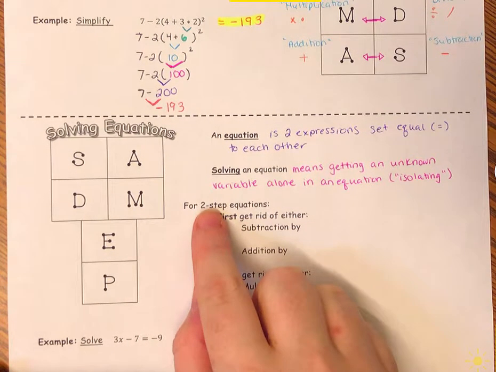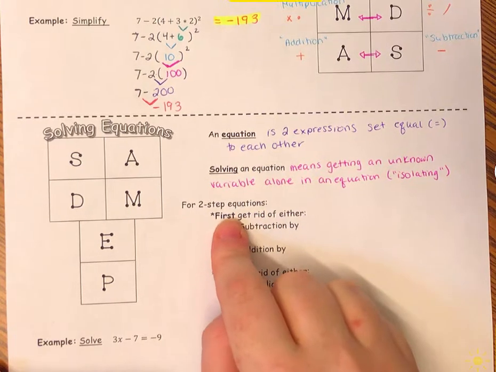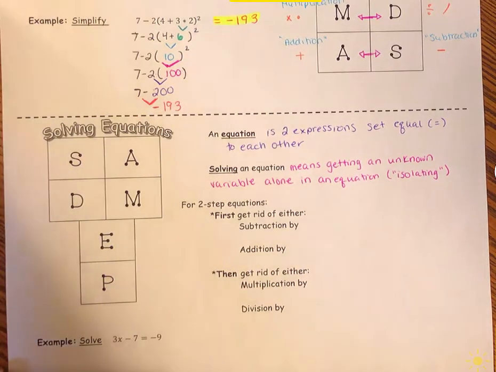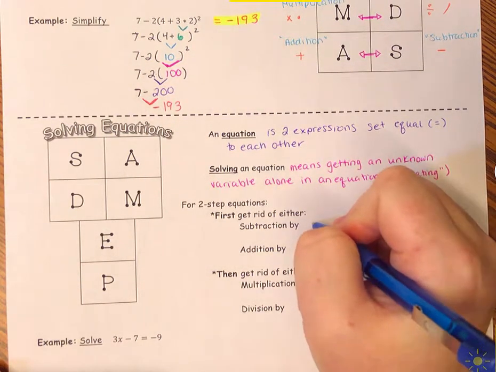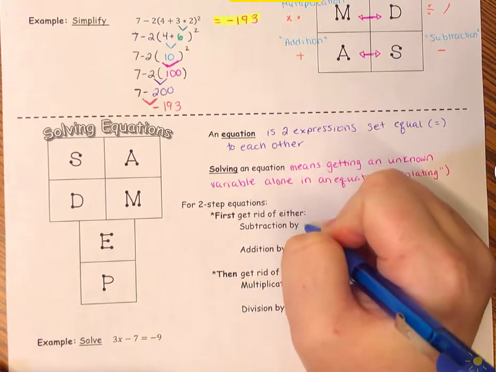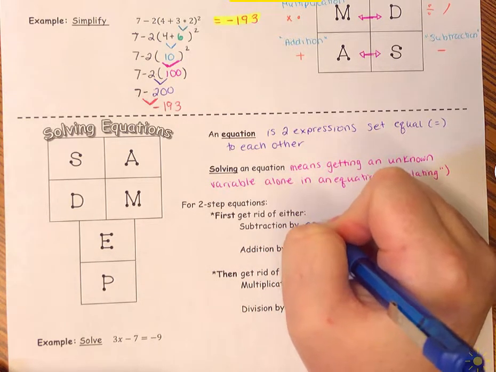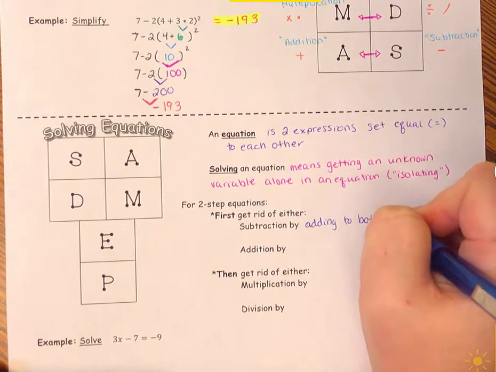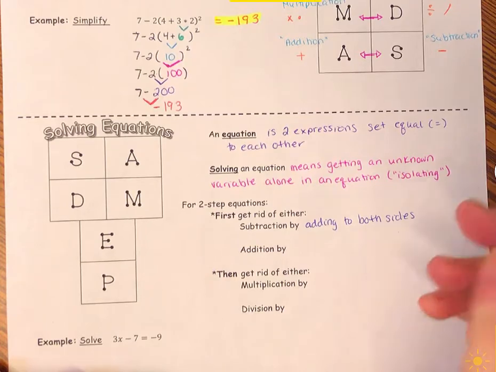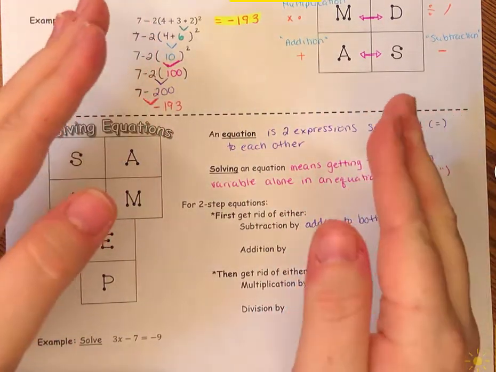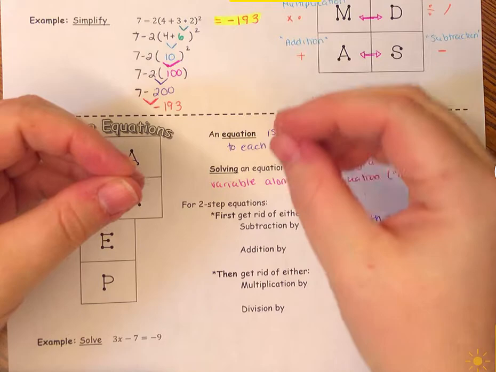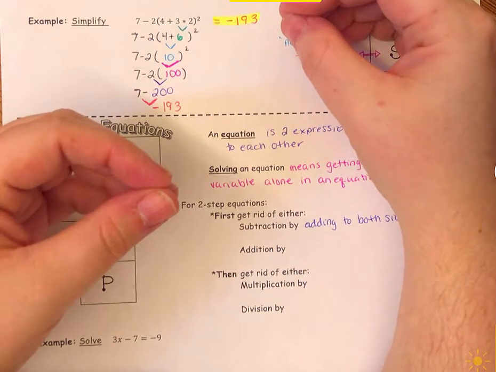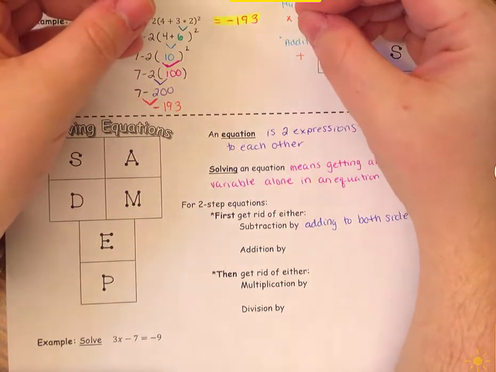So if we have two-step equations, first we're going to get rid of either subtraction or addition. Now, to get rid of subtraction, we're going to add to both sides. Because what you want to do is keep it like a seesaw. We want to keep it even. If we have 5 on this side over here, we want to make sure we can get 5 on this side to keep them even.